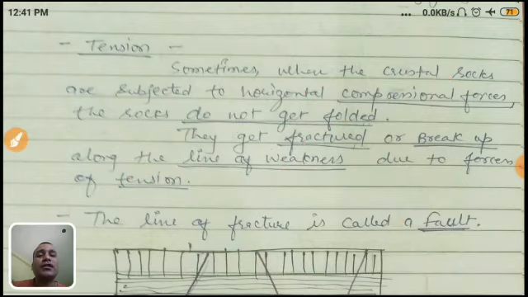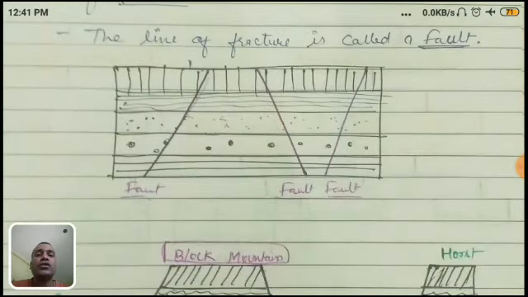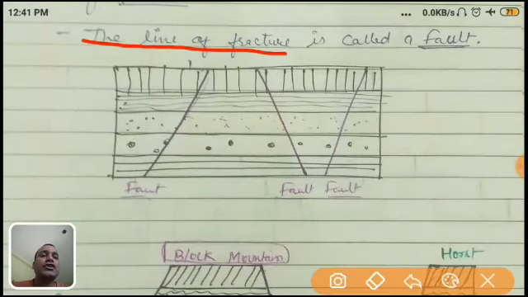So maybe a question will come: what is a fault? I think you understand. The line of fracture is called a fault. Sometimes you fall down or have some problem in your bone, so some cracks are there. It is called a fracture: my bone is fractured. It is like a fault, but your bone is not the fault; the fault is the line of fracture in the land.